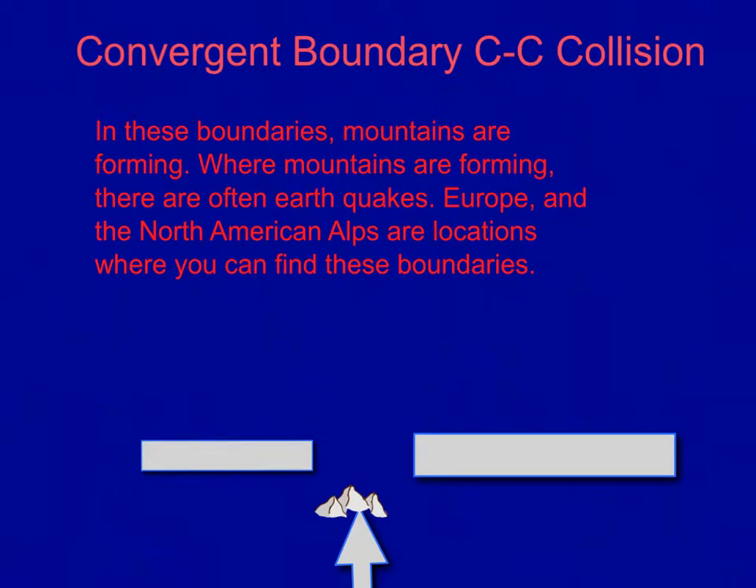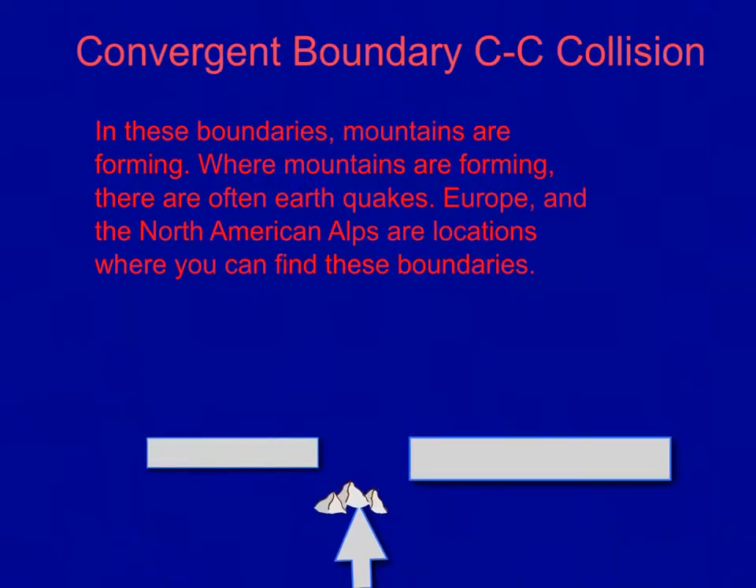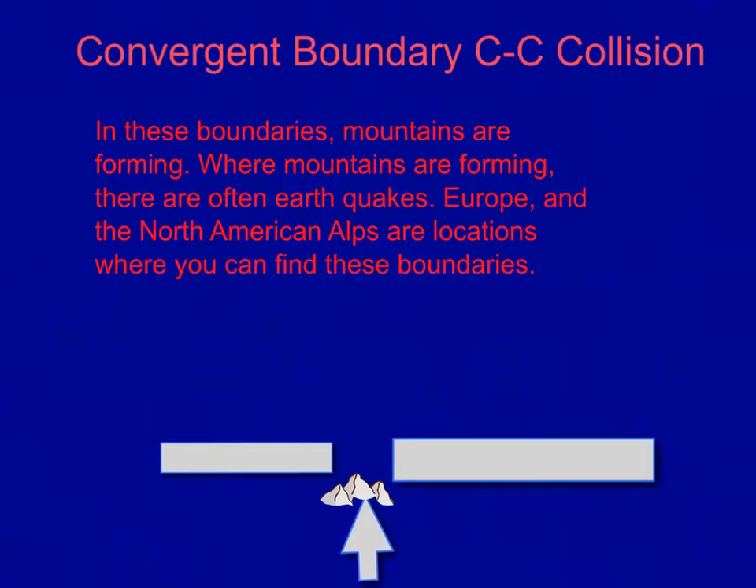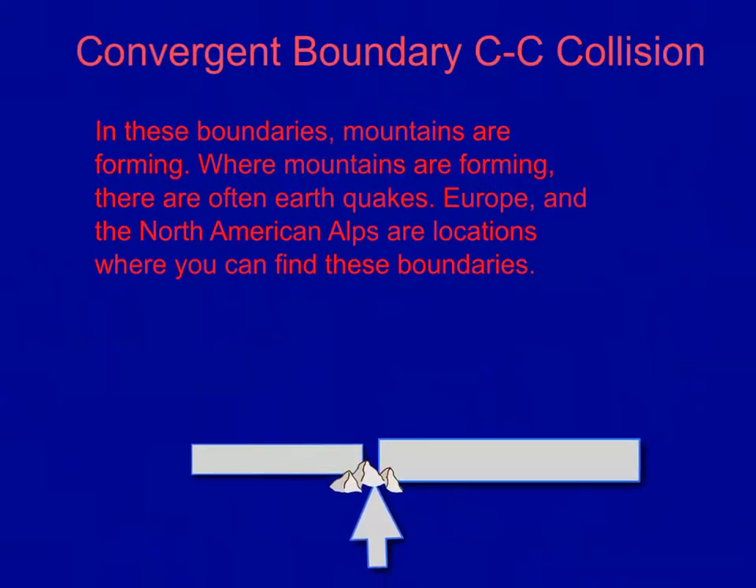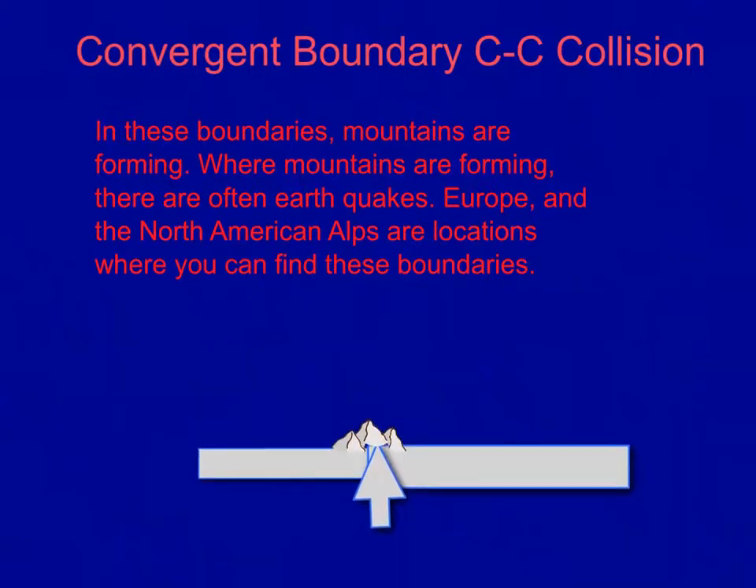Convergent boundary, continental collision. In these boundaries, mountains are forming. Where mountains are forming, there are often earthquakes. Europe and the North American Alps are locations where you can find these boundaries.